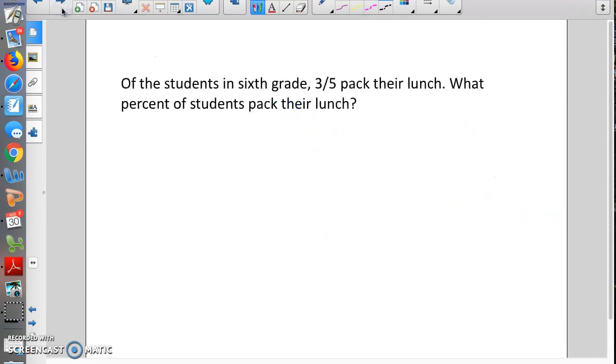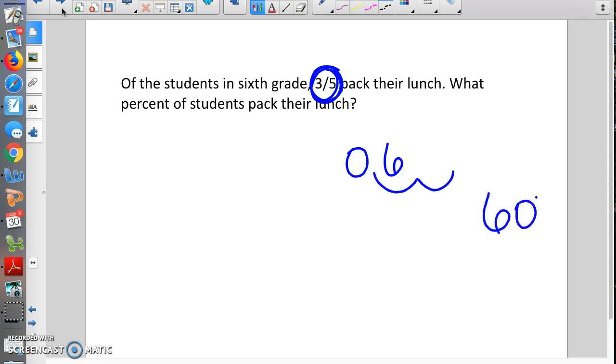Of the students in 6th grade, 3/5 pack their lunch. What percent of students pack their lunch? This is going to be in your memorization list. You should see 3/5 and automatically say, oh, 2, 4, 6. That is 0.6. That is the decimal. And so to find the percent, you're going to have to move the decimal over 2 times to get 60%.